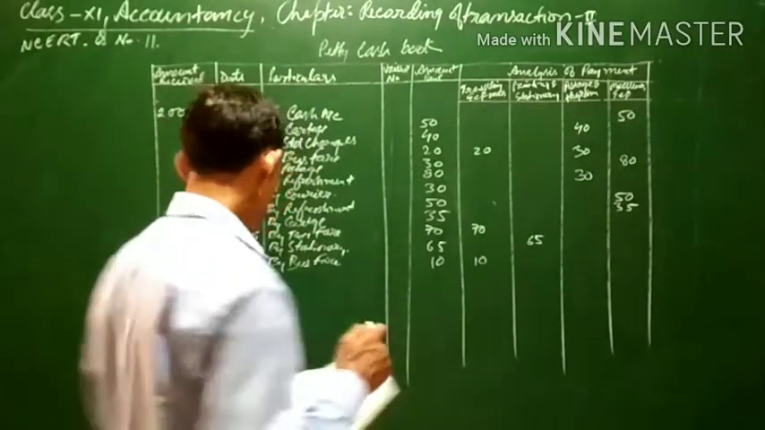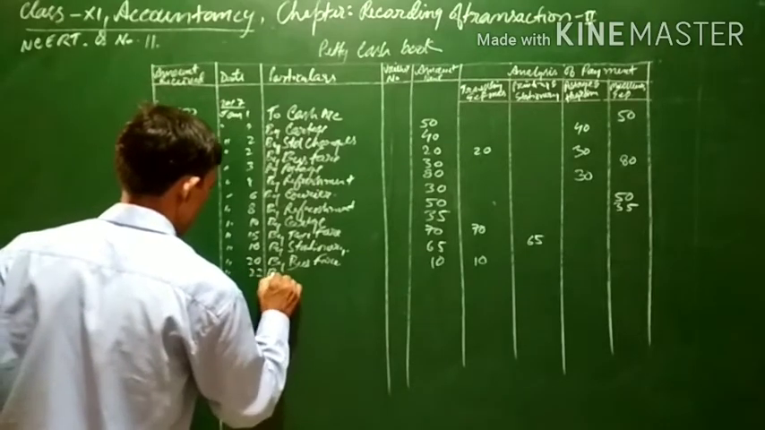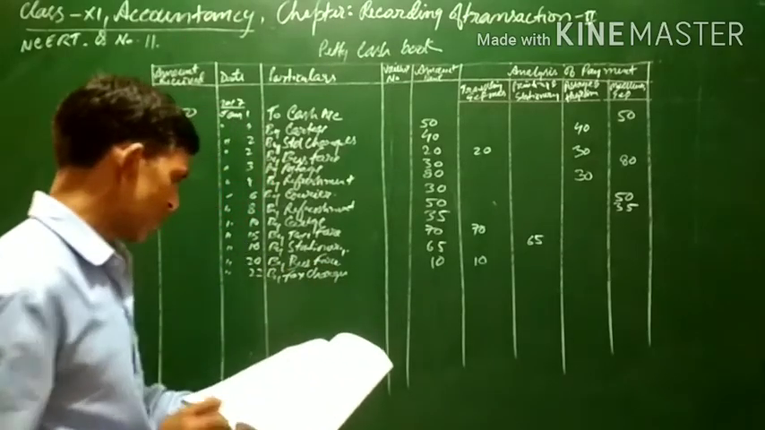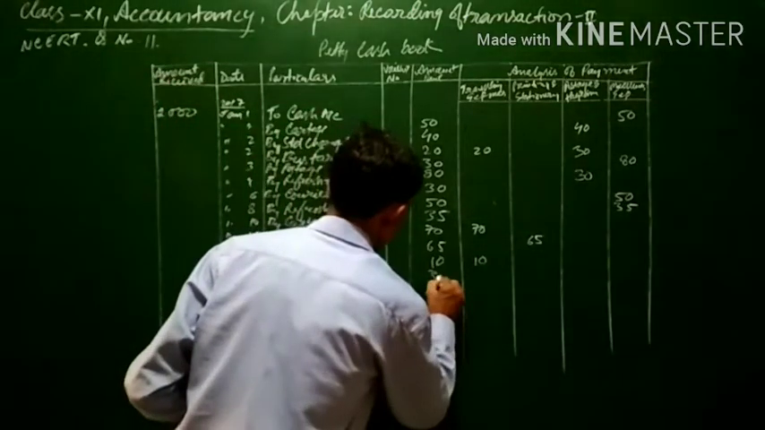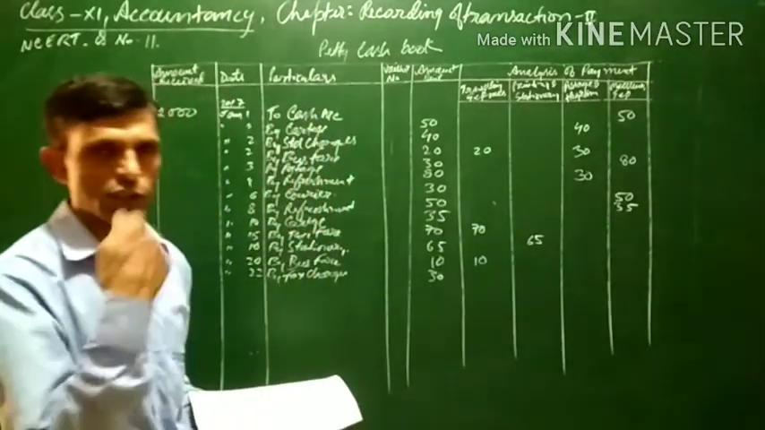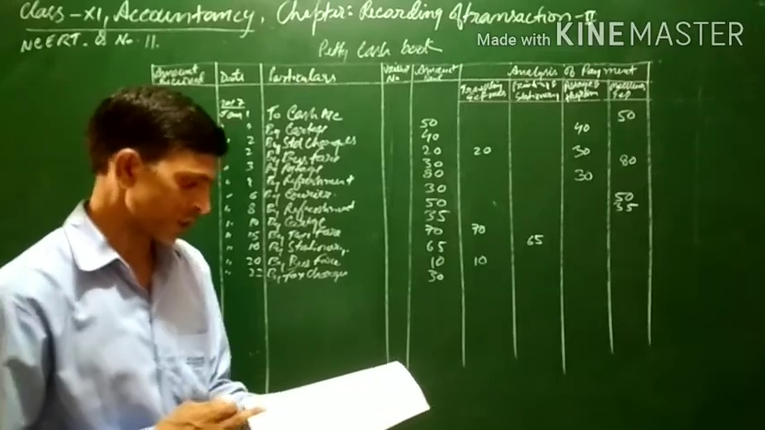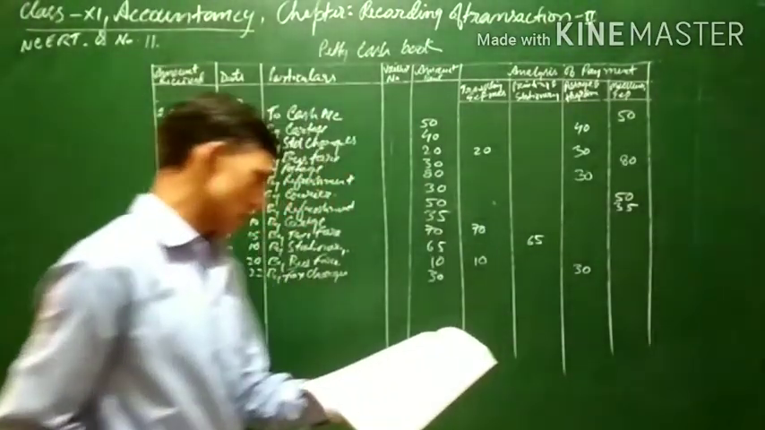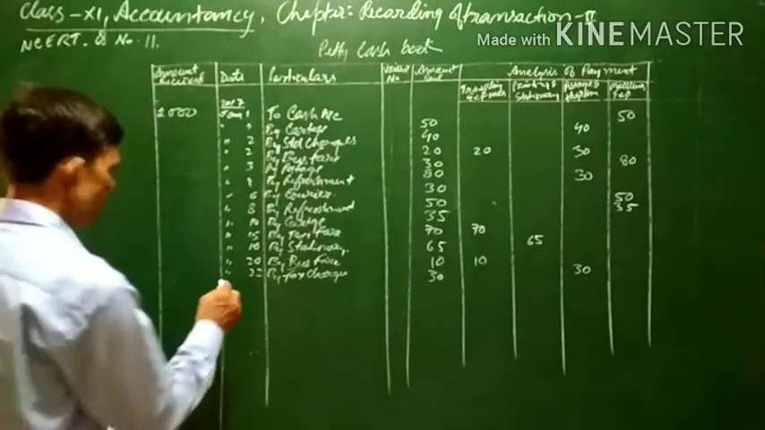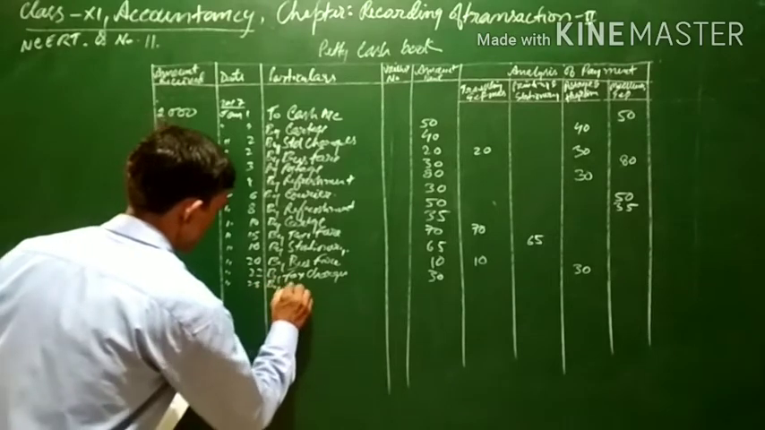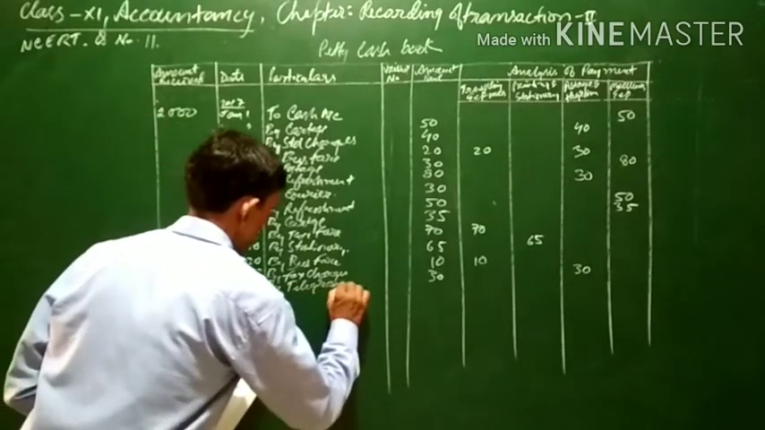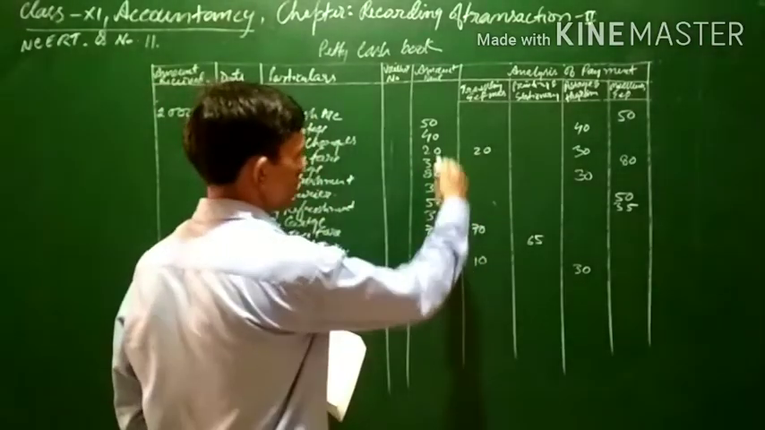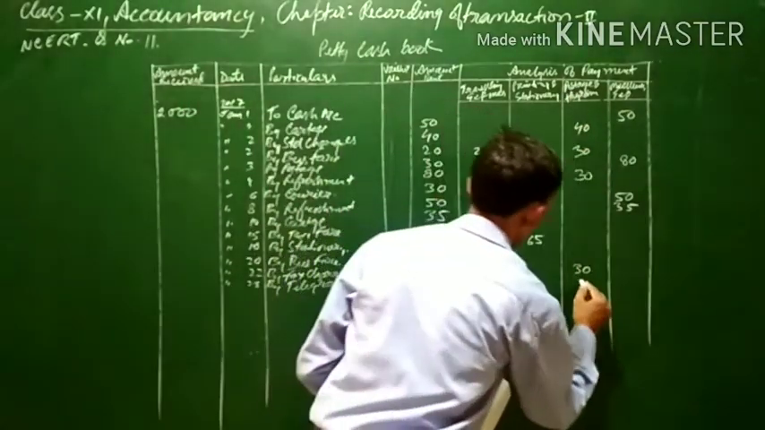Again there are fax charges on 22nd. "By fax charges." The amount is 30. Fax charges are related with postage and telegram, because fax is a medium of communication, so this will be written in the postage and telegram column, that is 30 rupees. Again there are telegram charges on 25th. "By telegram." The amount is 35. Since it is related with telegram, it will be written in the telegram column, that is 35 rupees.